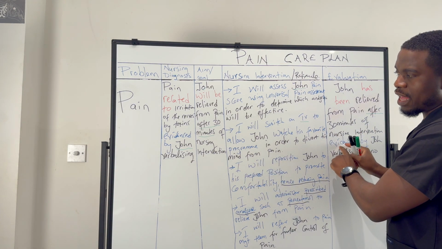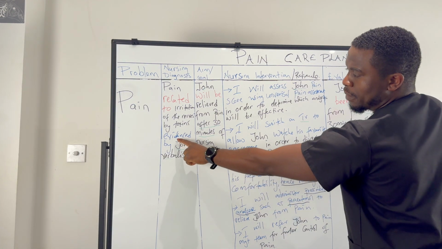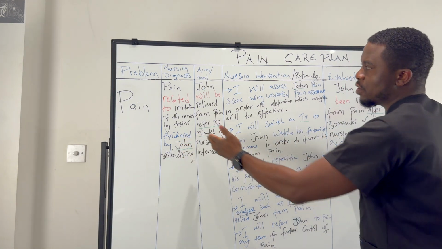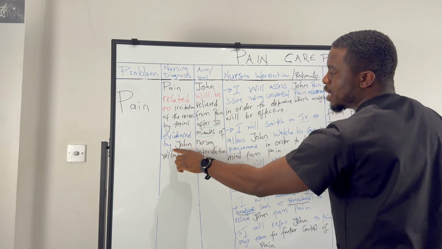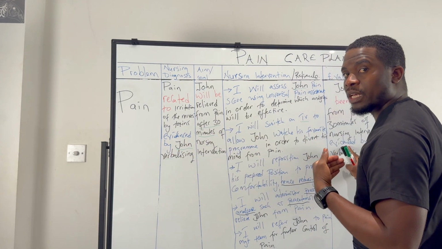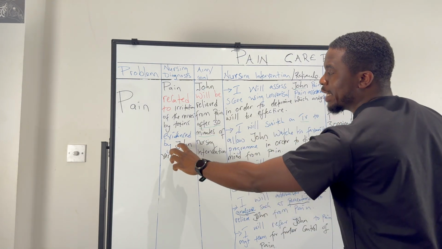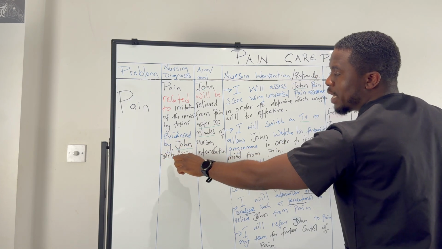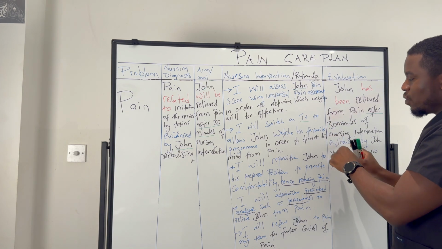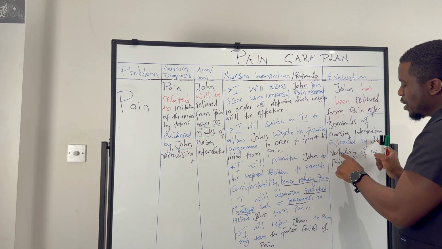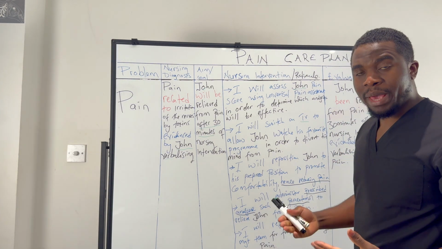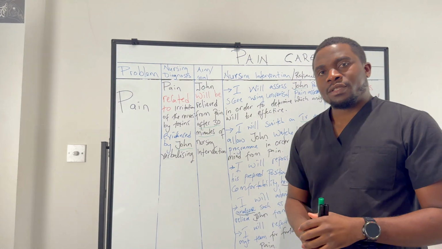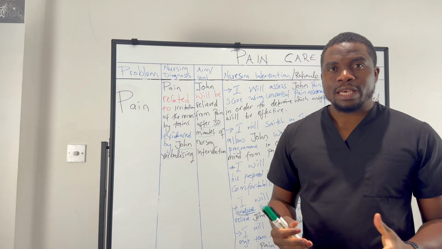So where do you get the evidence? In the nursing diagnosis, this patient told us they are in pain. So you get the evidence from here. So you see, evidenced by John verbalizing. Well, in the evaluation, we say evidenced by John verbalizing of no pain. So that is how you write a nursing care plan, guys.